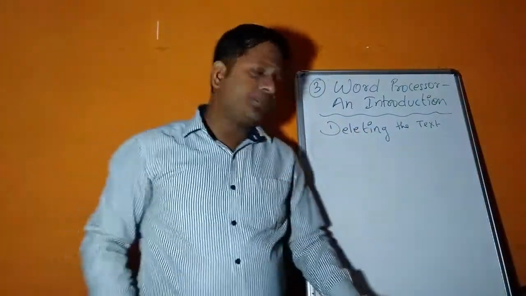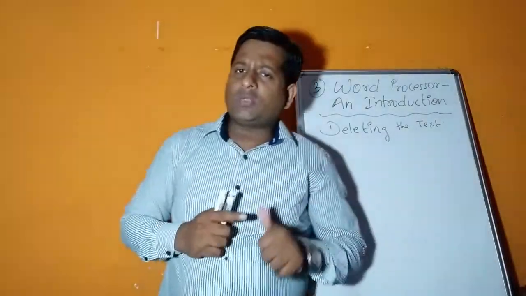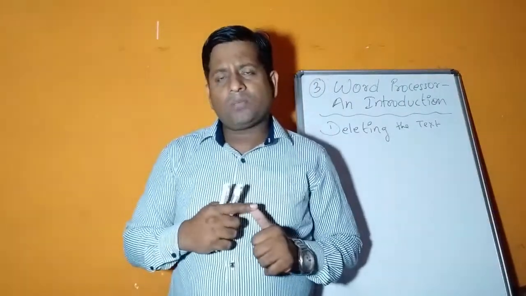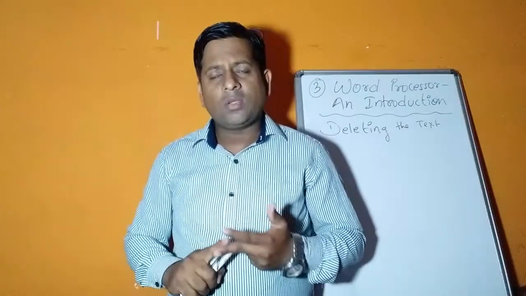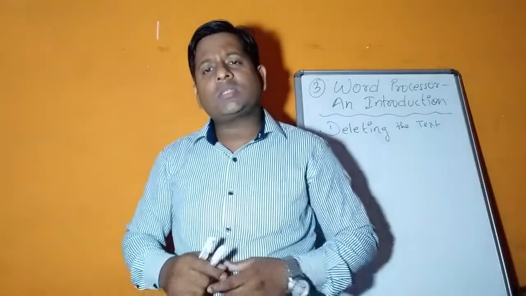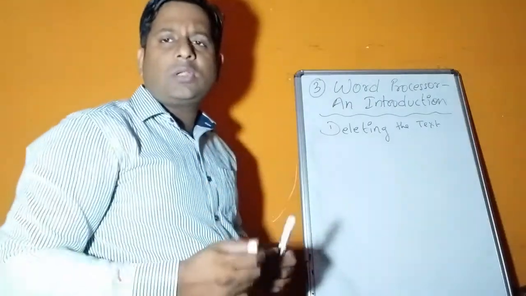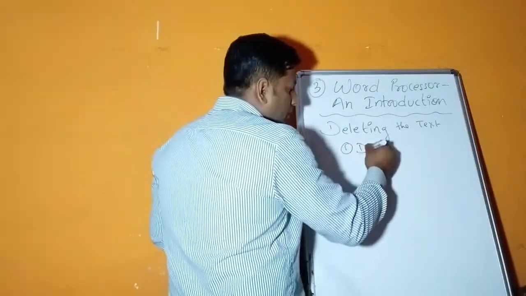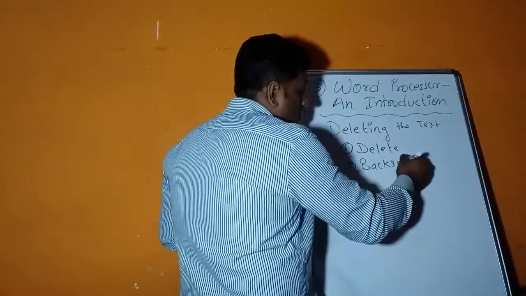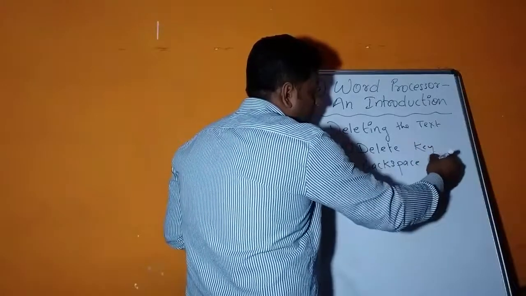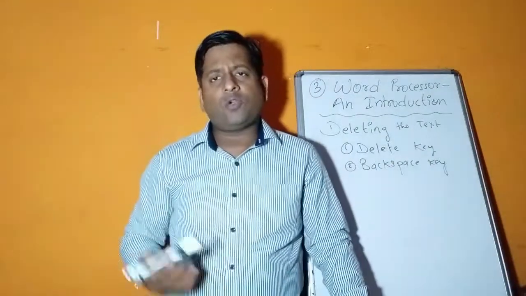Deleting the text. What do you mean by deleting? Deleting means removing. What can we delete? We can delete a character, an individual letter, we can delete a word, we can delete lines or sentences, isn't it? For deleting this we need the help of a keyboard. There are basically two types of keys used for deleting the text, that is the delete key and the backspace key. From the keyboard we can use either the delete key or the backspace key for deleting the text.